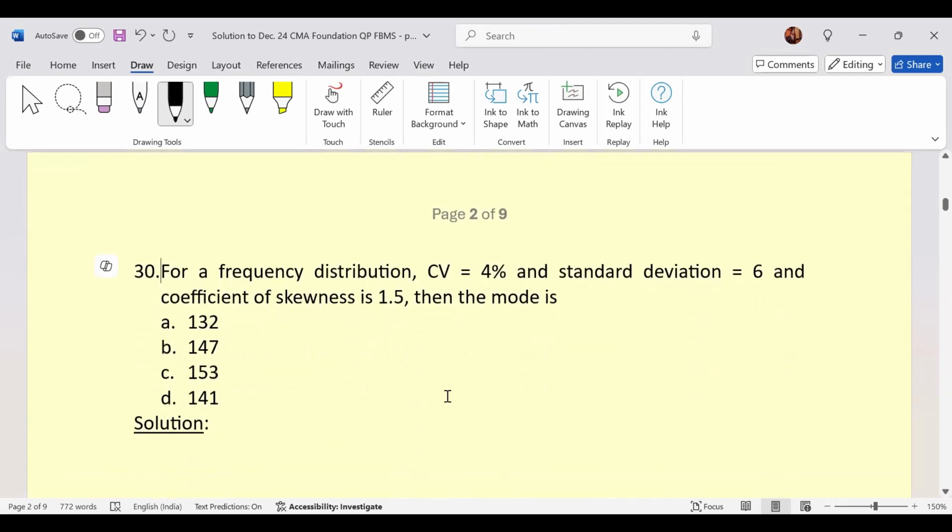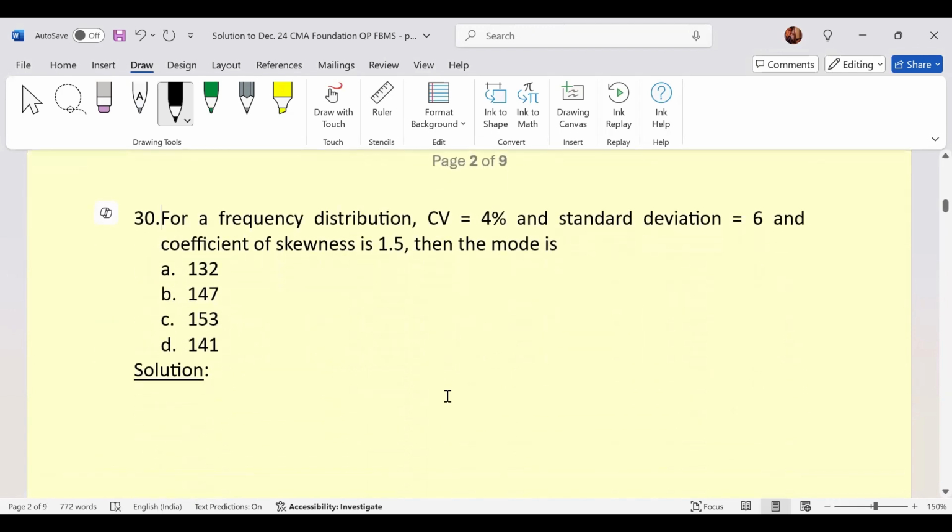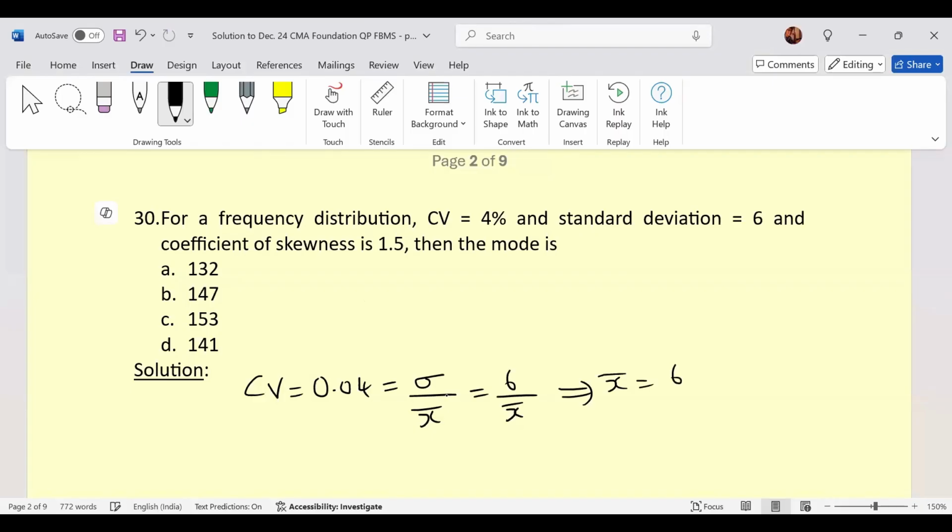For a frequency distribution, CV is 4% and the standard deviation is 6. Coefficient of skewness is 1.5. Find the mode basically. So CV is given as 4%, so we can write it as 0.04. That is sigma divided by x bar. Sigma is given as 6 by x bar, which means our x bar will be 6 divided by 0.04, which will give you 150.